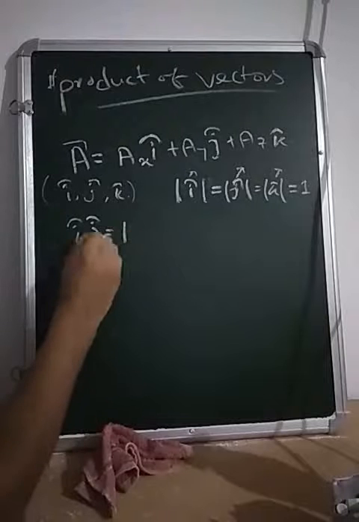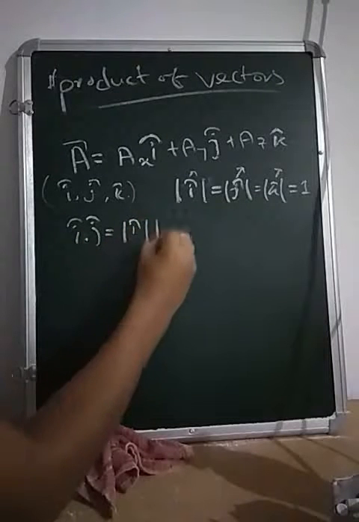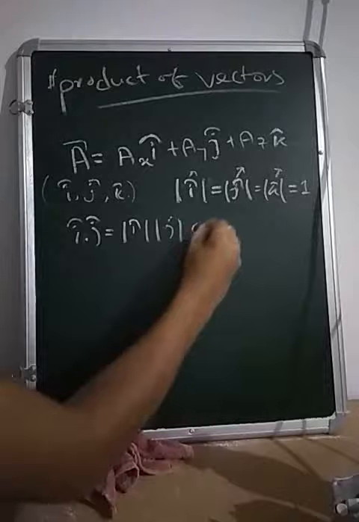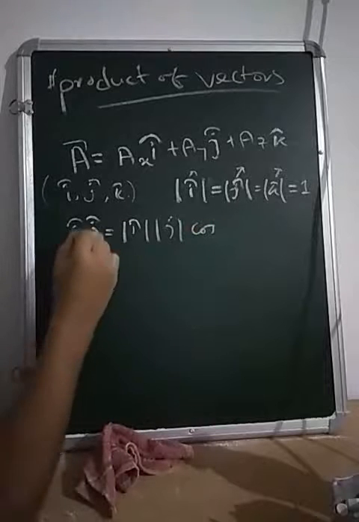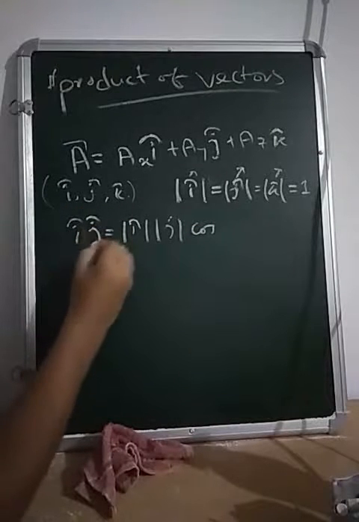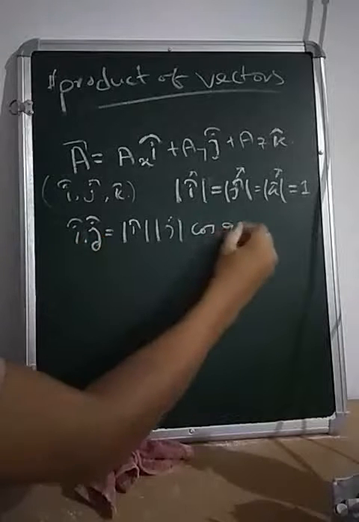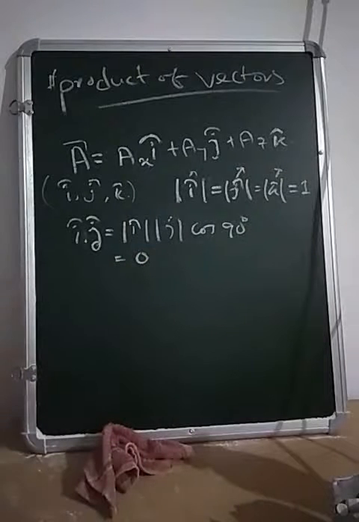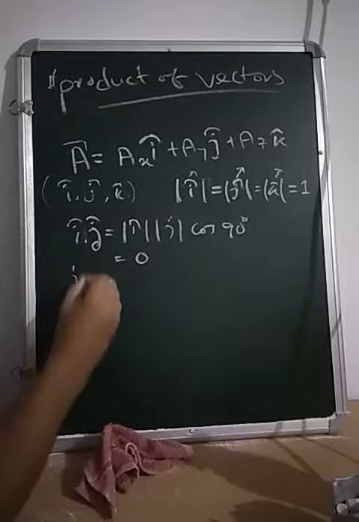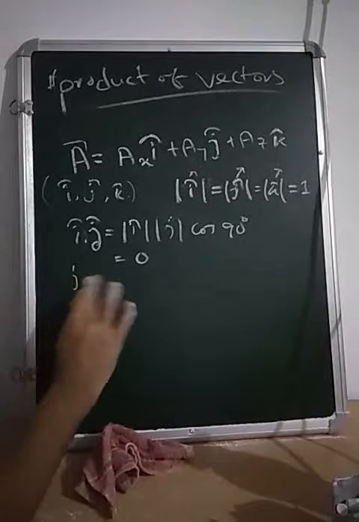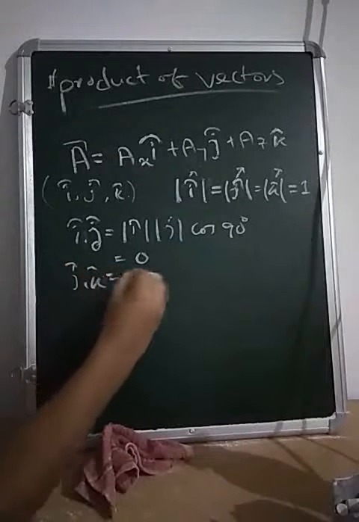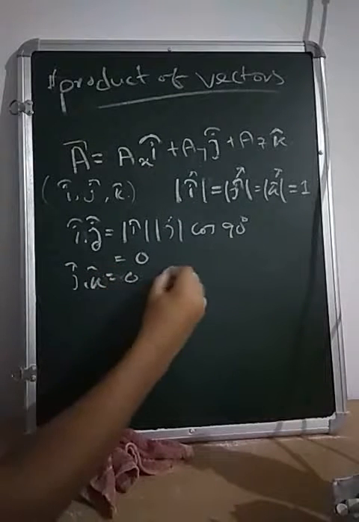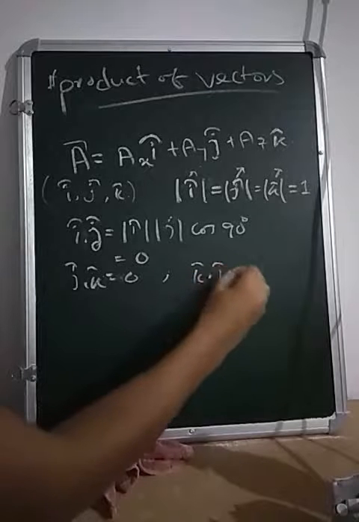So what is i dot j? It will be the magnitude of i, magnitude of j, into cos of the angle between them. What is the angle between i and j? It is 90 degrees. So this will be 1 into 1 into cos 90, which is 0. So the dot product of any two different unit vectors is always 0. Similarly, j dot k is 0, and similarly k dot i is also 0.